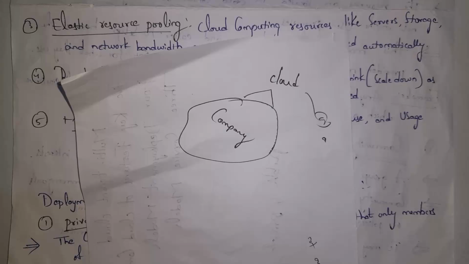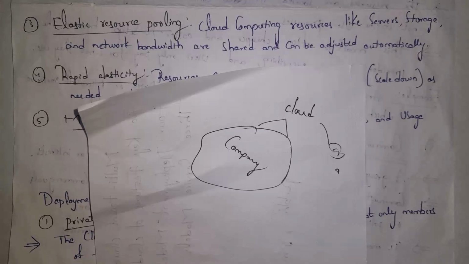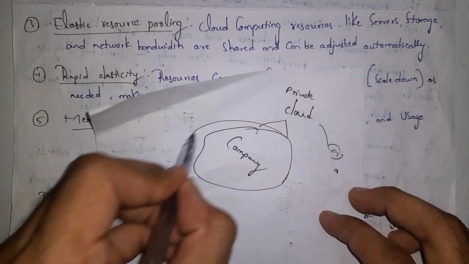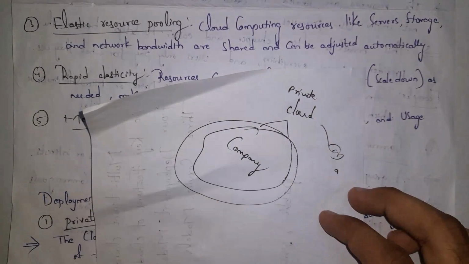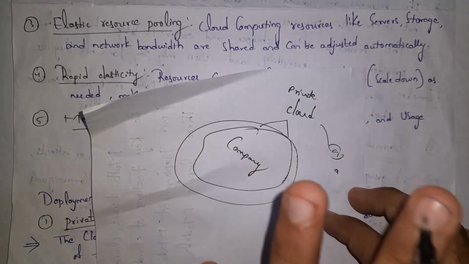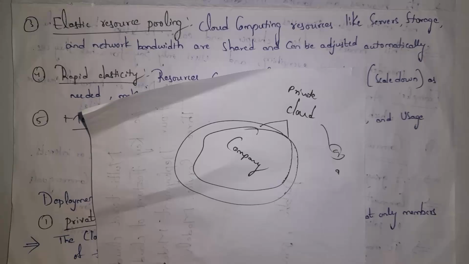Whereas private clouds are used only by particular companies. For example, I have one small company. I will take one private cloud for rent. So only this company can use that cloud. Remaining people cannot use that cloud. Only employees belonging to this organization can use that cloud. So private clouds are dedicated only to particular organizations. Only that company's employees can use that cloud.